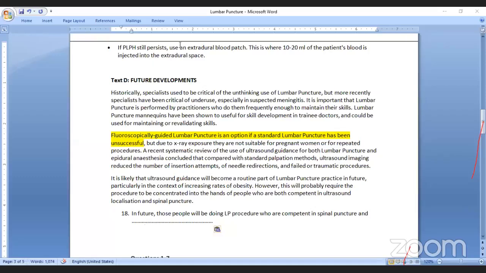Okay, very good. So the answer is here in the last line. However, therefore require the procedure to be concentrated in the hands of people who are both competent, meaning they are good, okay? They're competent in ultrasound localization and spinal puncture. So I have written spinal puncture, and the next answer would be ultrasound localization.